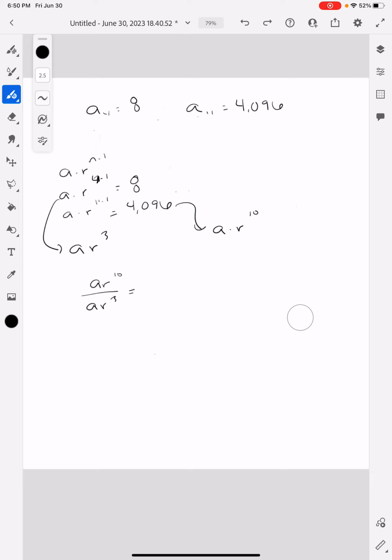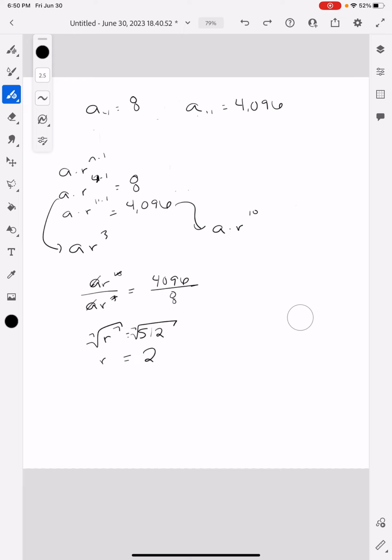When I do that division, I know that the answers are also going to be divided. So once I divide this out, my a's are going to cancel, and 3 of these r's are going to cancel here, leaving r to the 7th. Then I can use a calculator to figure out what 4096 divided by 8 is, which when I type that into my calculator, I get 512. If I take the 7th root of both sides, and if it was r to the 10th you would take the 10th root, if it was r to the 5th you would take the 5th root, now I have my ratio here.